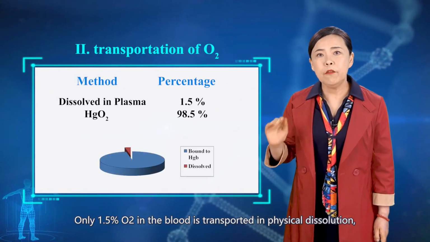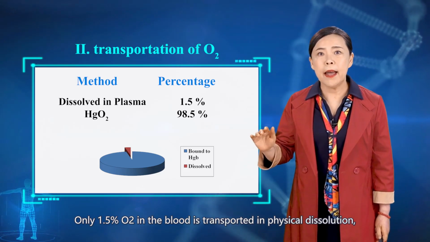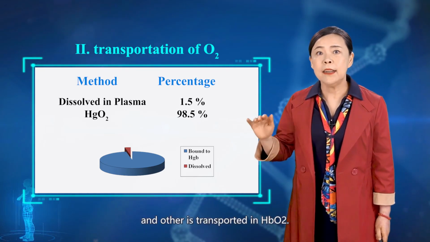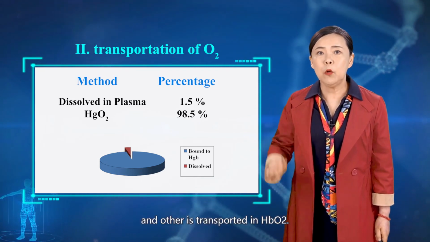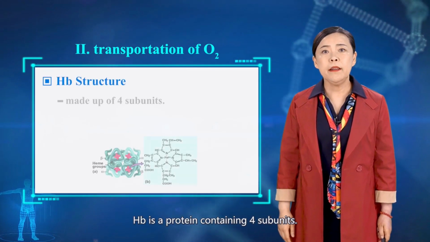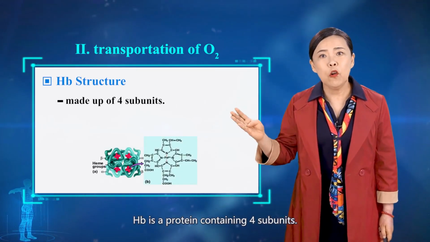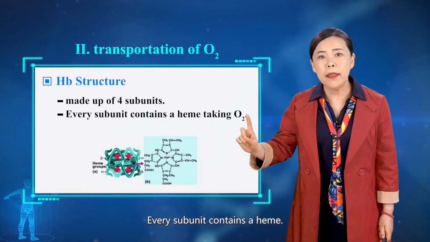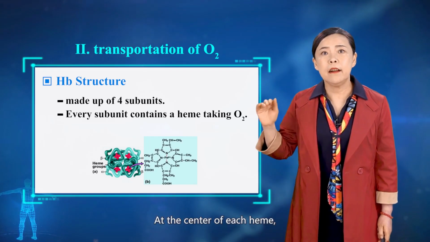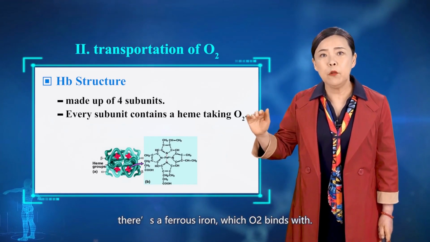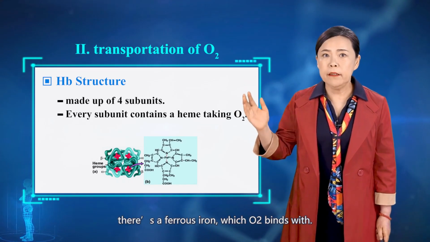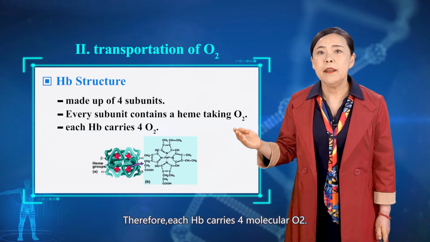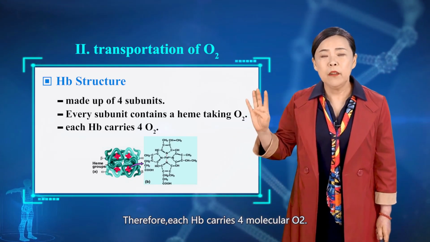Only 1.5% of oxygen in the blood is transported in physical dissolution. The rest is in oxyhemoglobin. Hemoglobin is a protein containing 4 subunits. Every subunit contains one heme. At the center of each heme, there is a ferrous ion, which oxygen binds with. Therefore, each hemoglobin carries 4 molecules of oxygen.